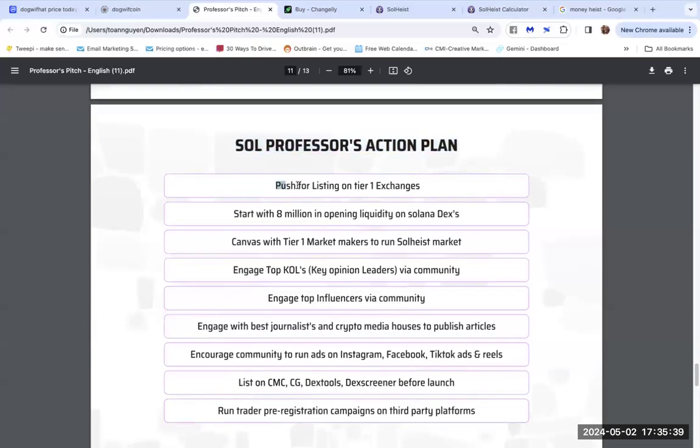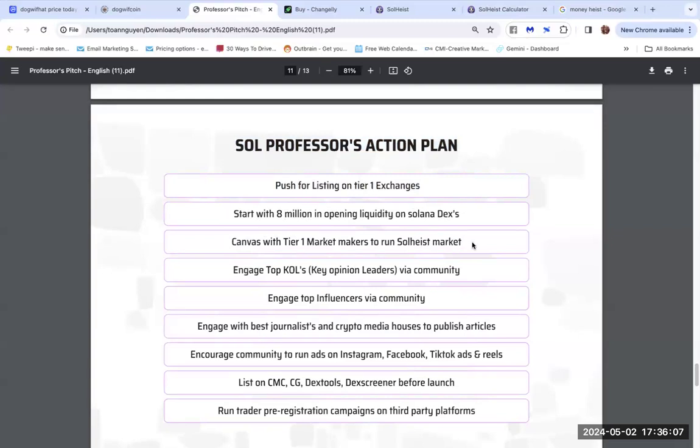Number one, they're going to push for listings on top tier 1 exchanges. I don't want to throw names out, but there's some speculation, so we're really excited about that. When it hits these top tier 1 exchanges, think about the amount of exposure and the amount of volume that's going to come from this. Number two, their goal is to start with 8 million in open liquidity on the Solana DEX. Number three, they're going to canvas with tier 1 market makers to run Solheist market.